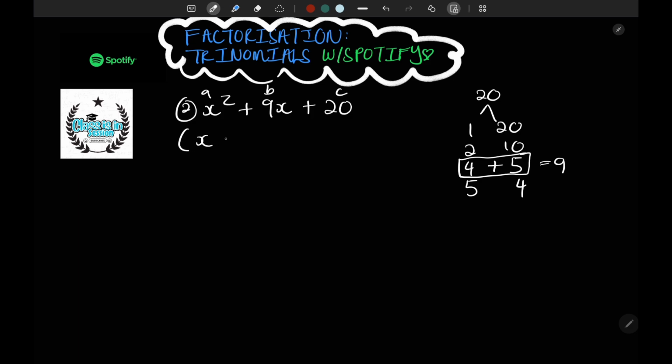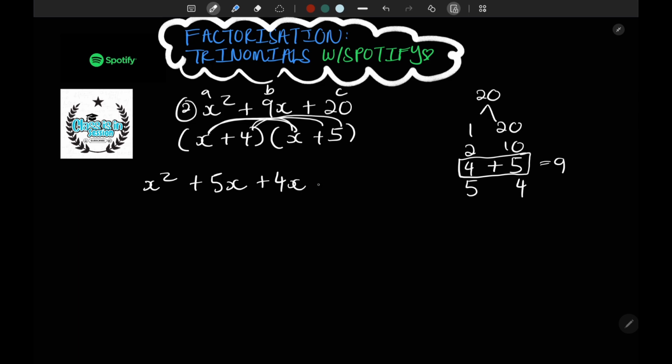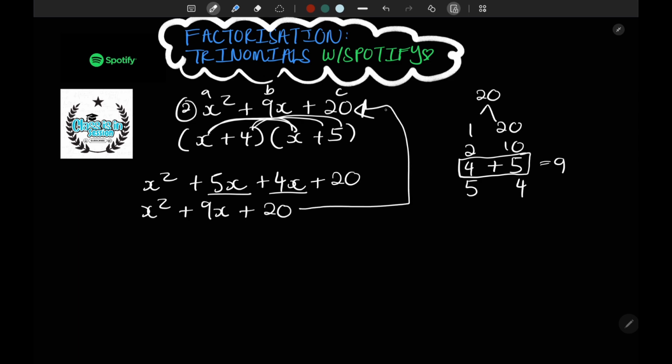In the first bracket, write x plus 4, and in the second bracket, x plus 5. This is your factorization. Let's verify this by distributing. X times x is x squared. X times 5 is plus 5x. X times 4 is 4x. And 4 times 5 is 20. X squared, what's 5x plus 4x? It's 9x plus 20. This is the same thing as that, therefore your factorization is correct.